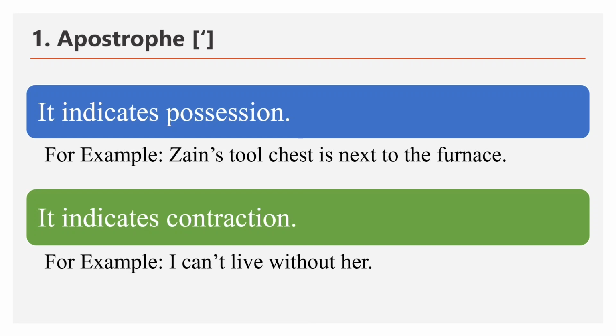Now we will discuss the punctuation marks. The first one is the apostrophe. The apostrophe is used to indicate possession or ownership, typically with a singular noun. For example, Zan's tool chest is next to the furnace. Here we have used an apostrophe for a singular noun, Zan, to show its possession. The apostrophe is also used in contractions to show the omission of letters. For example, I can't live without her. Here we have used an apostrophe to hide the word "not" to show its contraction.